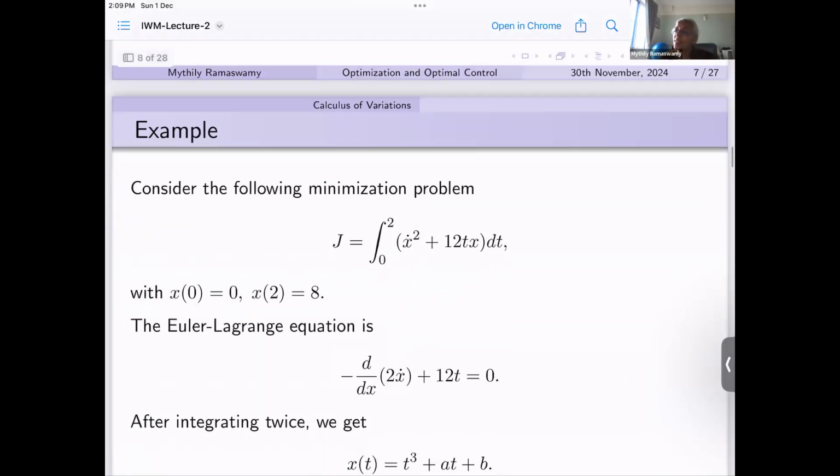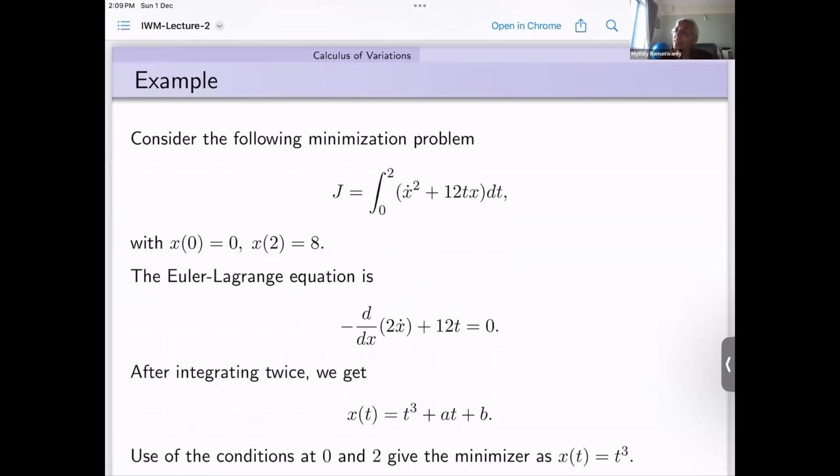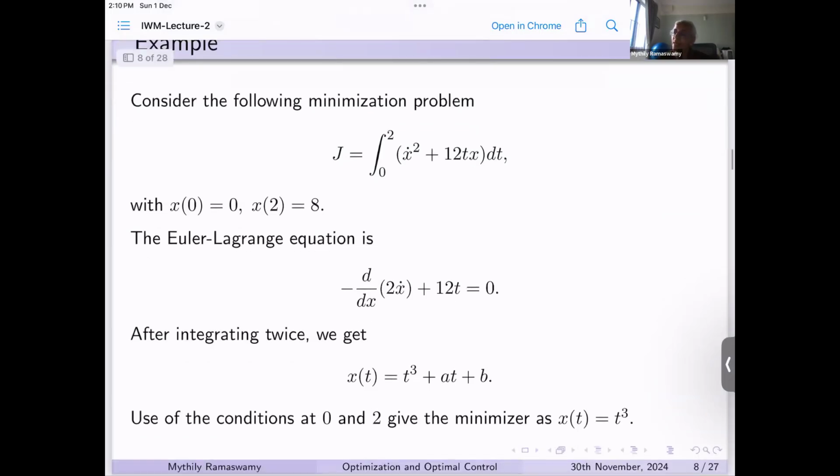Okay, so then I gave a very simple example where it is just quadratic in x dot and linear in x(t), with the endpoints at 0 and 8. Then we write down the Euler-Lagrange equation. Then I get two integration constants, little a and little b. And I want to calculate what the values are using the initial and terminal conditions. So that gives me the minimizer to be x(t) equal to t squared. This is a very simple toy problem.